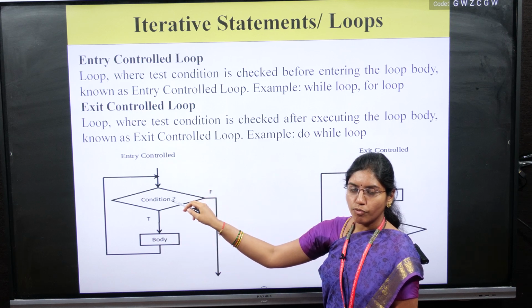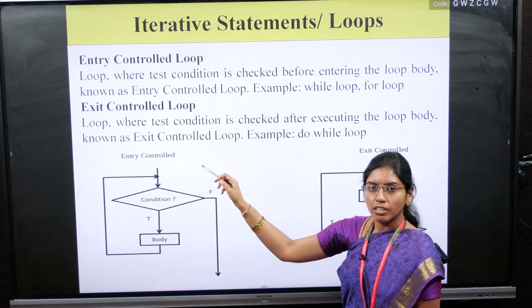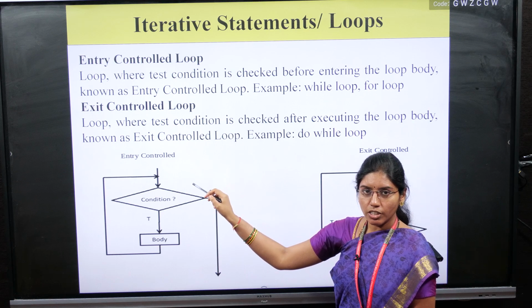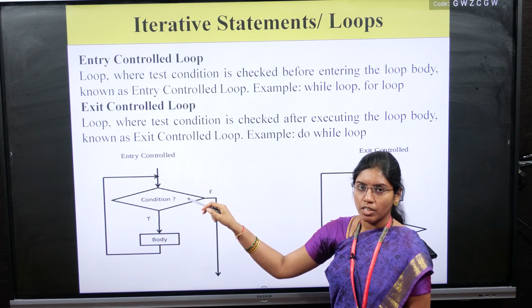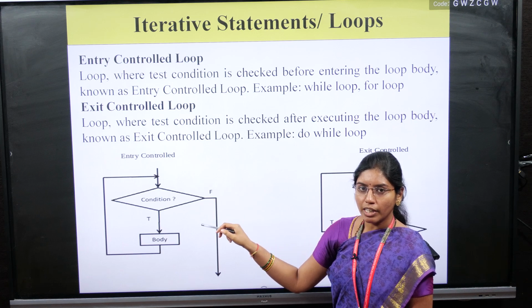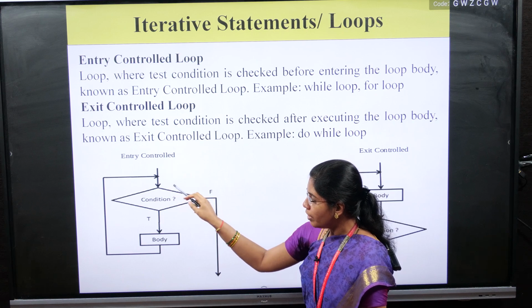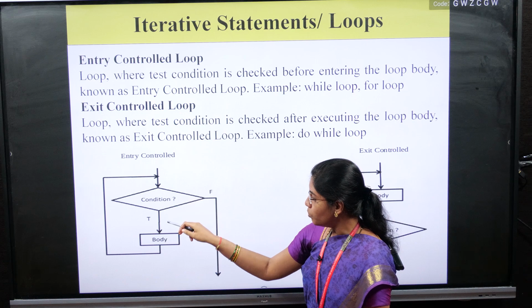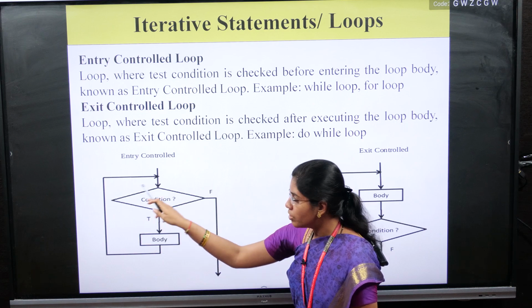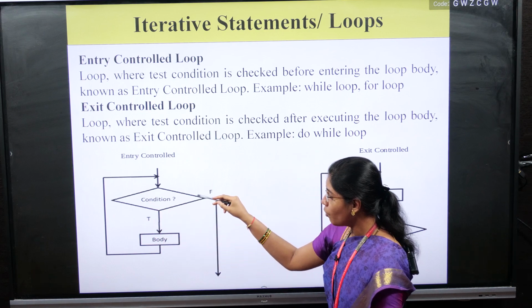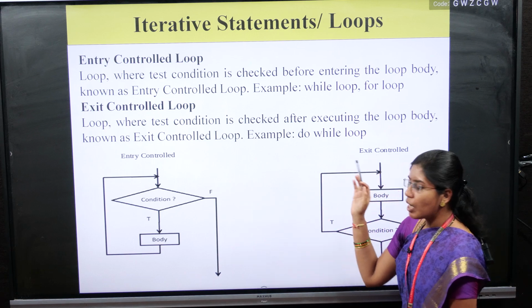Before we discuss this flow diagram, we should know what an entry control loop is. An entry control loop is one where the condition is checked at the beginning itself. If the condition is true, then only the loop is going to enter the block and execute a number of times. If the condition is false, then it is not going to enter the block and it is going to terminate. In this flow diagram, first at the entry level it checks the condition. If the condition is true, it enters the body, and as long as it is true, the iterations will continue to execute. If the condition is false, it is going to stop. That is called an entry control loop. Now we'll come to the exit control loop.